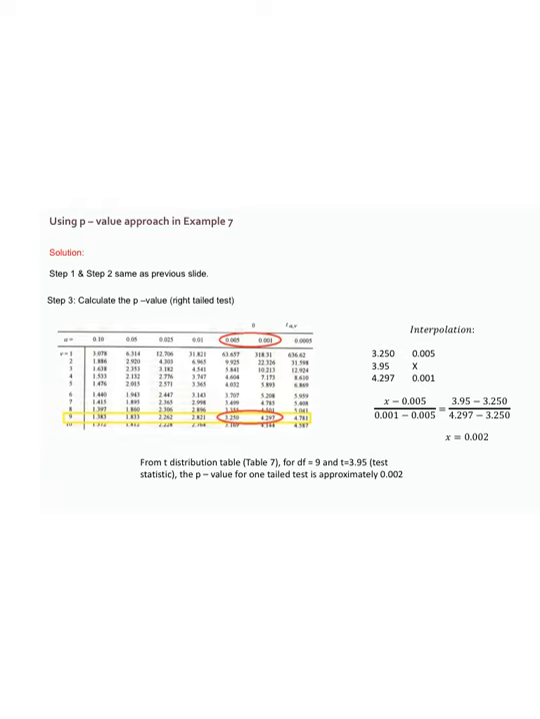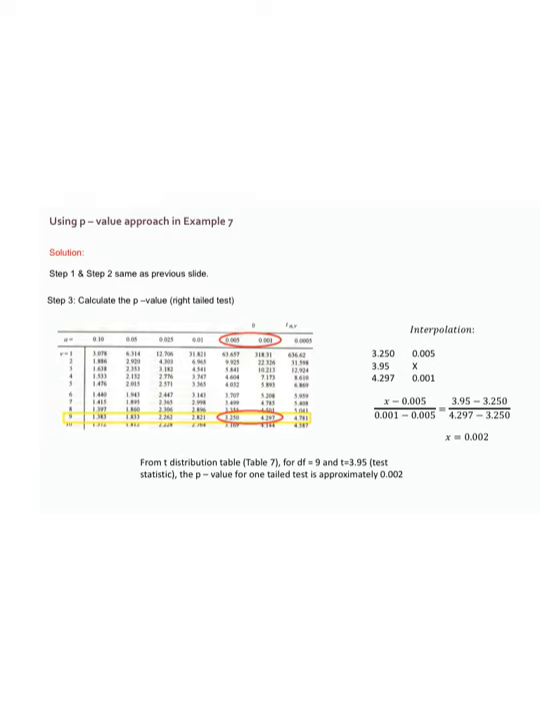If we look at this table, there is no exact value 3.95, right? But what we can do is interpolation. So we can see 3.95 is between 3.25 and 4.297, which I circled in red. So our p-value will be between 0.005 and 0.001. So what can we do? We do interpolation. I already taught that in the sampling chapter. After we do the interpolation, we get the p-value approximately 0.002.